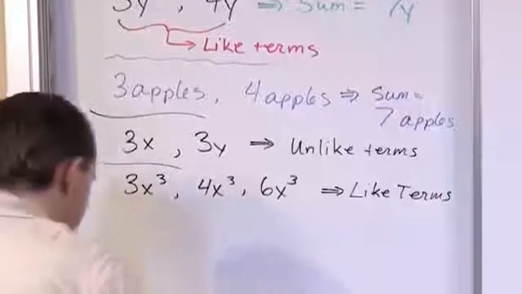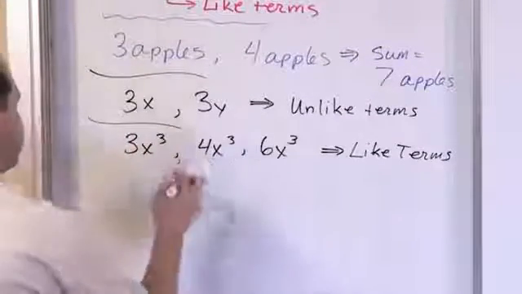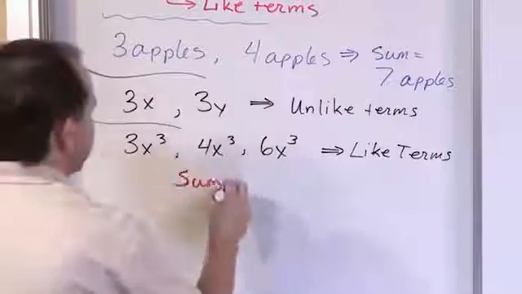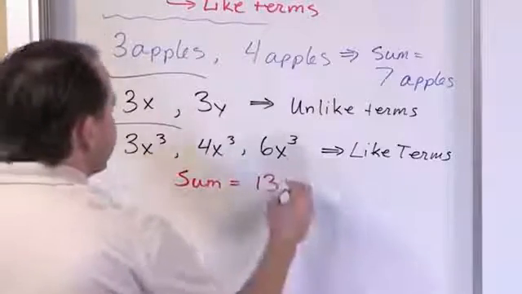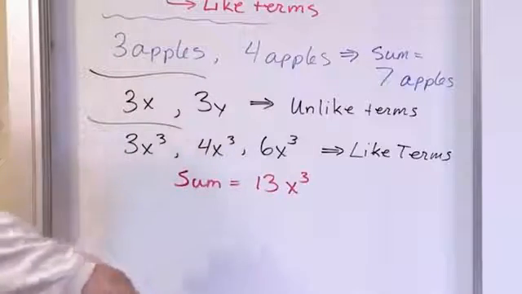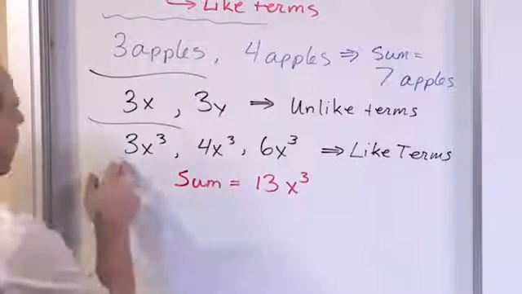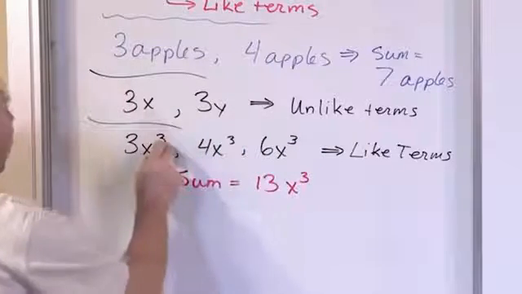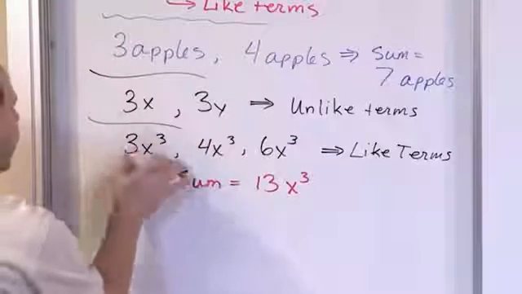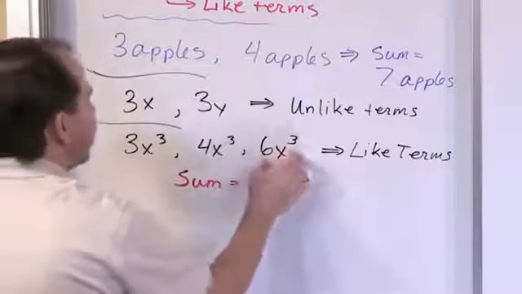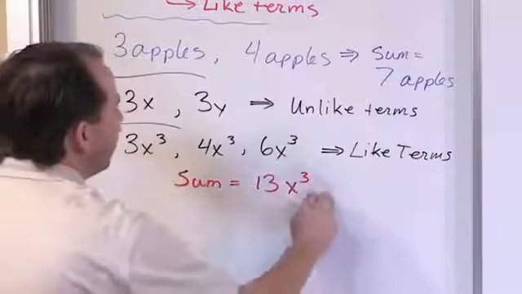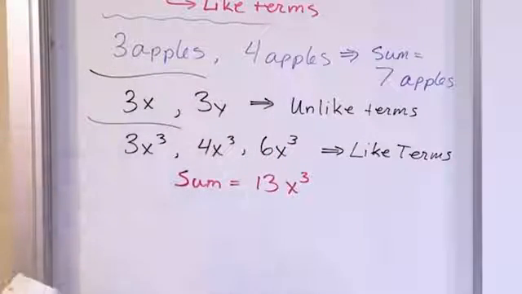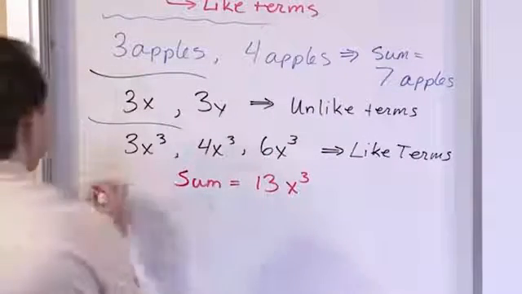So if I wanted to write the sum, 6 plus 4 is 10, 10 plus 3 is 13. 13 what? You're still talking about x cubes. So whenever you add like terms in algebra, you add the numbers together like usual, and you have to carry along whatever it is you were talking about. This is like 3 pencils, this is like 4 more pencils, and this is like 6 more pencils. So that's 13 pencils. If you don't put the x cubed, then it's not referencing what we were adding together to begin with.